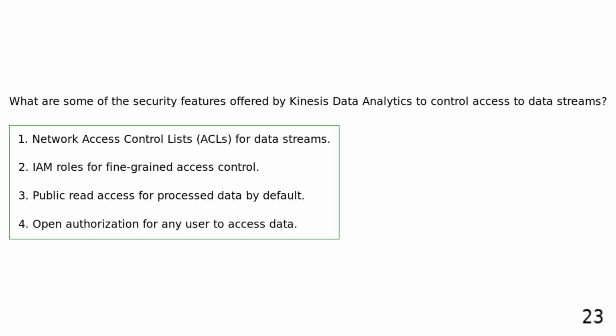What are some of the security features offered by Kinesis data analytics to control access to data streams? Network access control lists for data streams. IAM roles for fine-grained access control. Public read access for processed data by default. Open authorization for any user to access data.